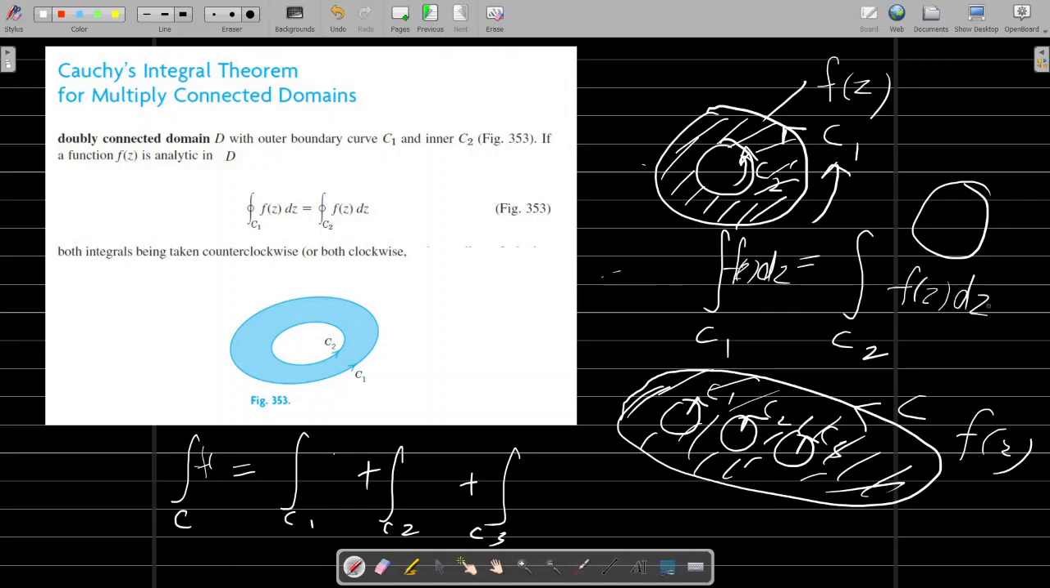This is called Cauchy's integral theorem for multiply connected domains.